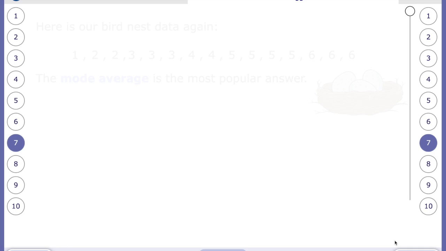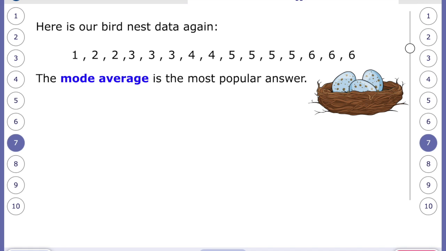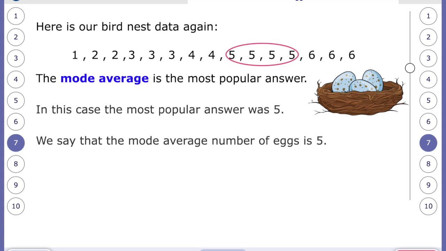So we've been looking at the mean, but we can also look at something called the mode. So here we have a bird's nest, and it's our bird's nest data again. Different birds' nests have different amounts of eggs in. So the first bird's nest had 1 in, then there's 2, and there's another nest with 2 in, and then there's 3 birds' nests with 3 in, and so on. And the mode average, or the mode, is the most popular answer. So here, the most popular answer was 5. We said that the mode average number of eggs is 5.